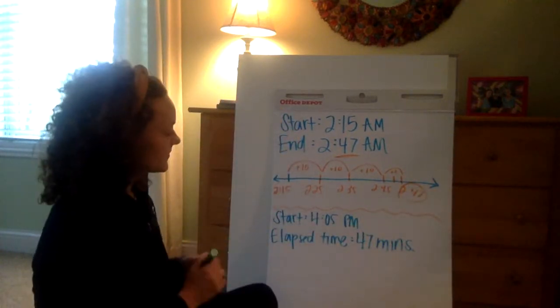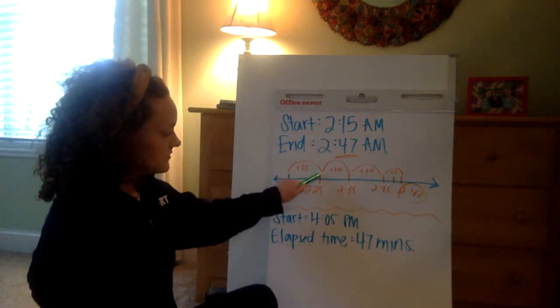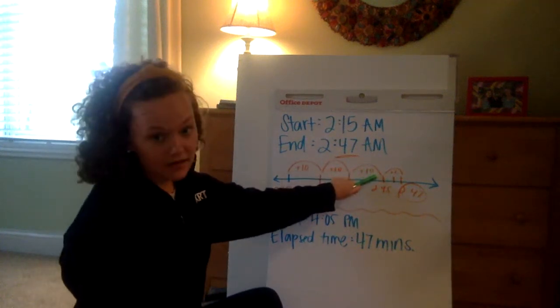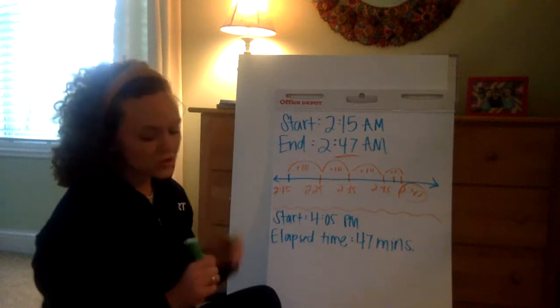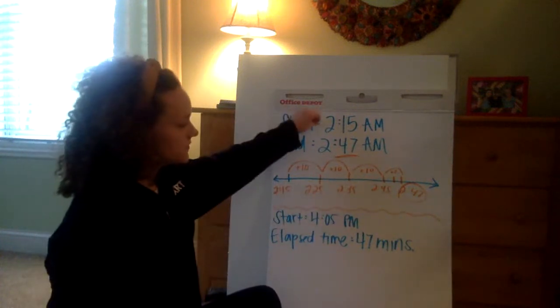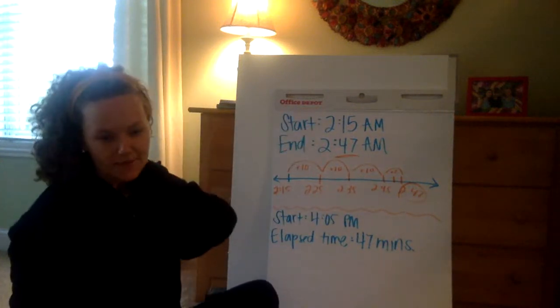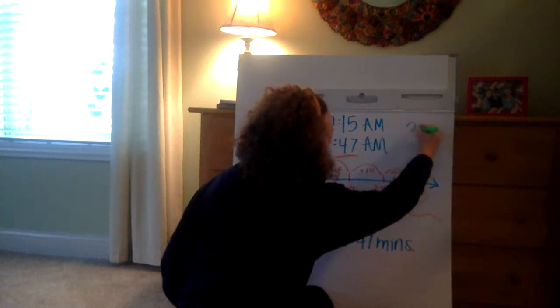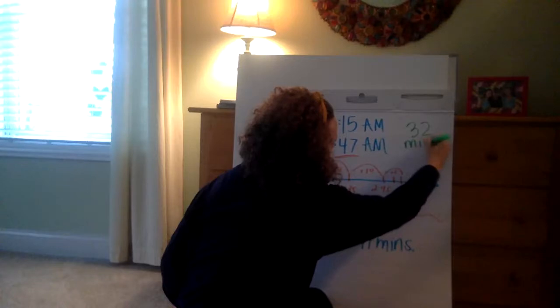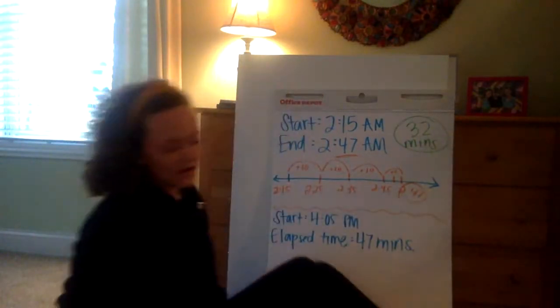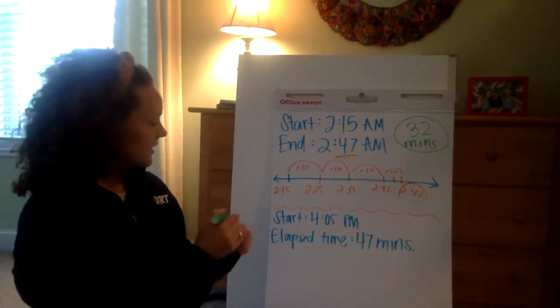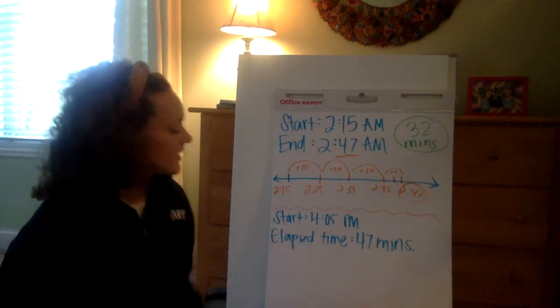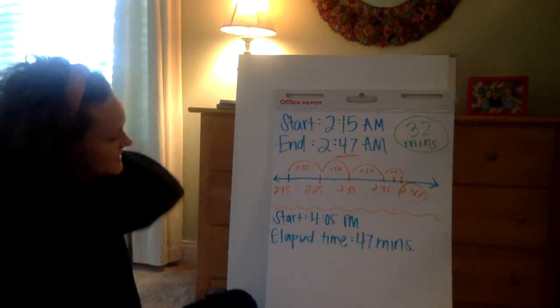I'm going to switch colors here. We did 10, 20, 30, and 2 more minutes. So what is my elapsed time between 2:15 and 2:47? How much time passed? And that would be 32 minutes. Awesome.